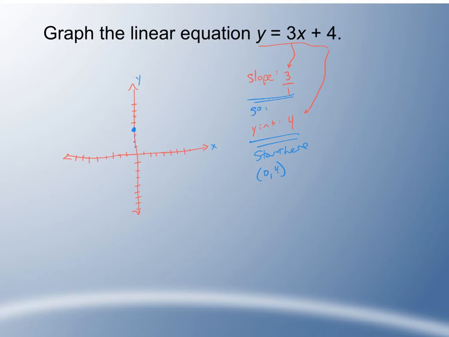Go up 3 over 1. So from that first point, I'm going to rise 1, 2, 3, and run 1. I can do it again, 1, 2, 3. I'm going outside my scale. That's okay. Run 1. And I'm going to fall 1, 2, 3, and run backwards 1. We'll do one more point. 1, 2, 3. Run backwards 1.